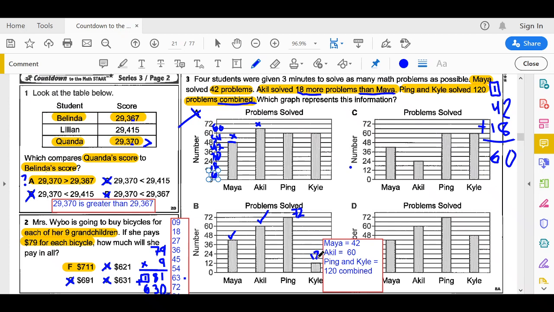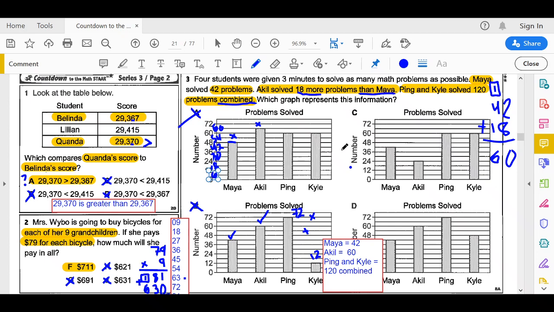You need to add those two numbers, 72 plus 12, and see if it gives you 120. Please make sure you add them. And when you do, you're going to notice that 72 plus 12 gives you 84. So this one cannot be a good option. I'm going to cross it out.